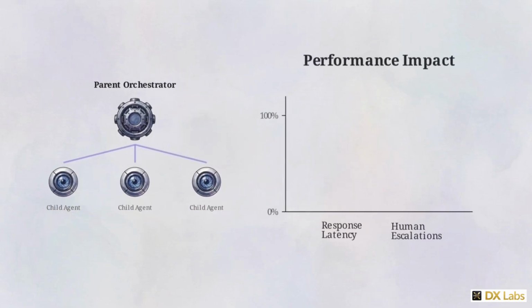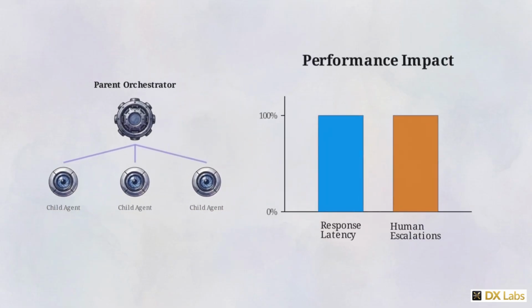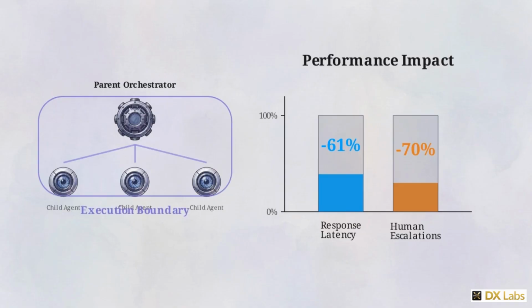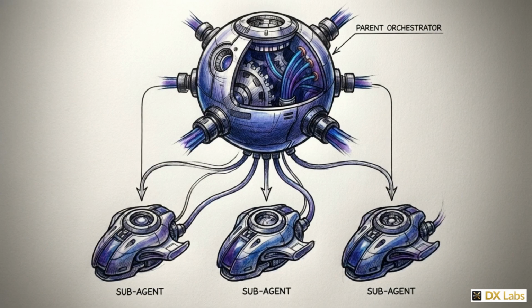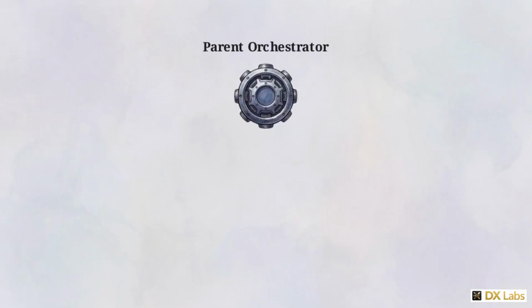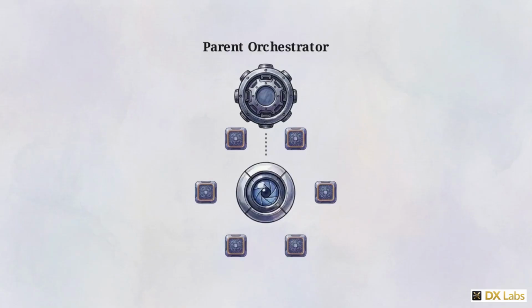This chart shows Microsoft's internal performance metrics after replacing a bloated top-level agent. Notice the 61% drop in response latency, alongside a 70% reduction in human escalations. To get these numbers, they deployed a decoupled hub-and-spoke execution boundary. The parent orchestrator delegates specific tasks down to lightweight subagents. When called, each child takes over and executes entirely within its own mini orchestration layer.